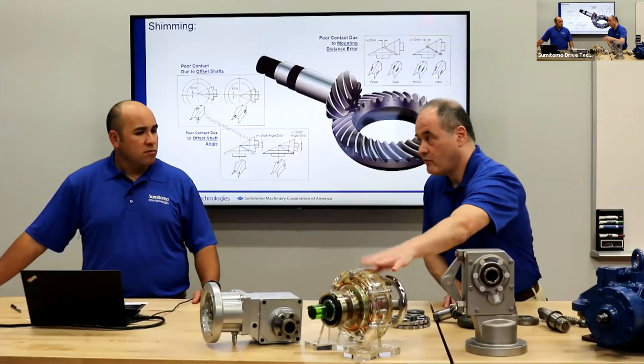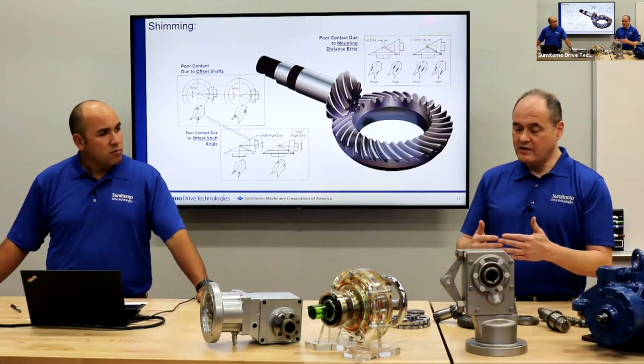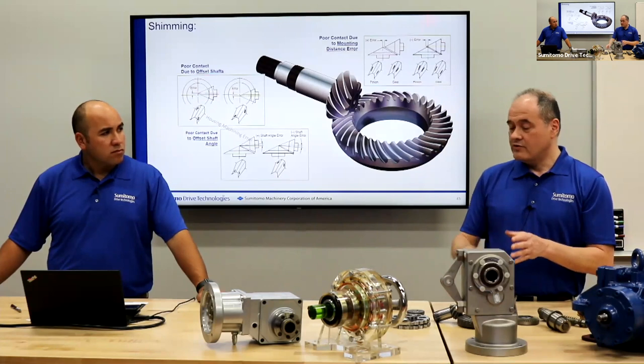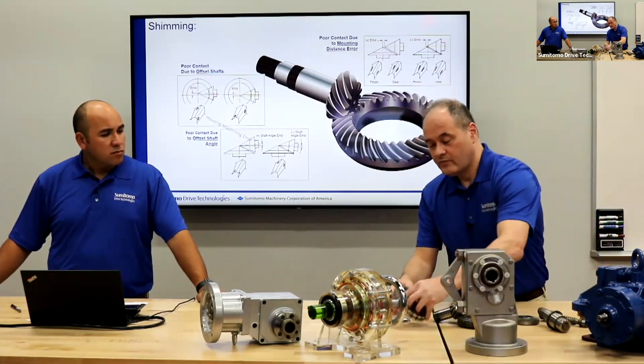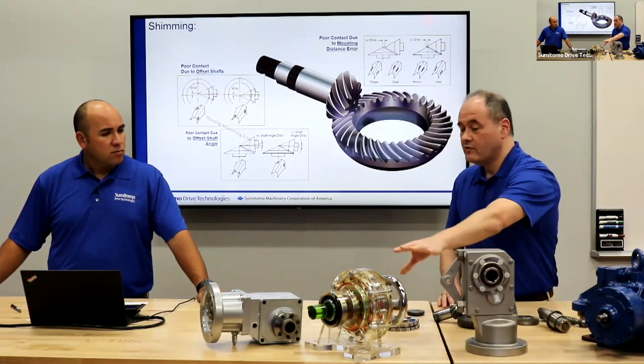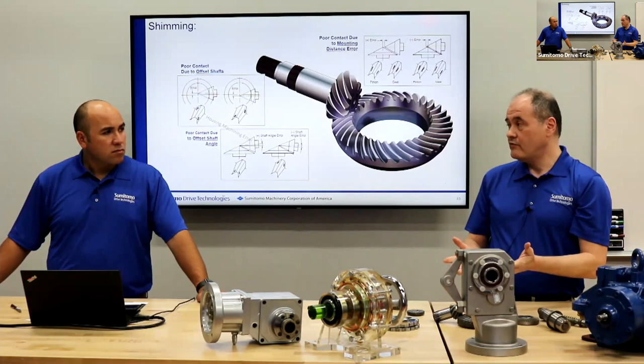Now, there are some gearing systems that don't require this level of adjustment. Cyclos, for example, have no shims. They don't have the angular surfaces, because the lobes are acting straight across. So these can go together very quickly and easily, and they're really field serviceable.